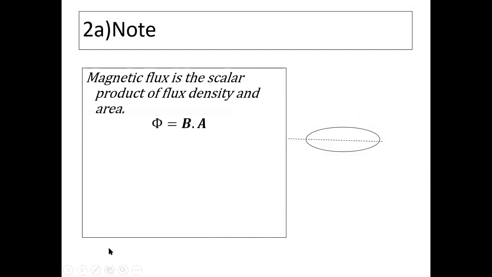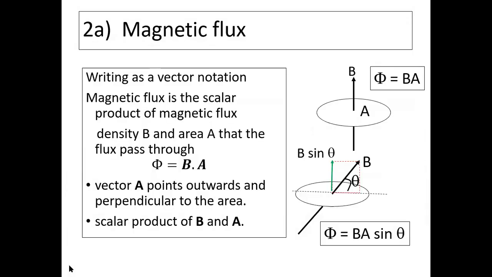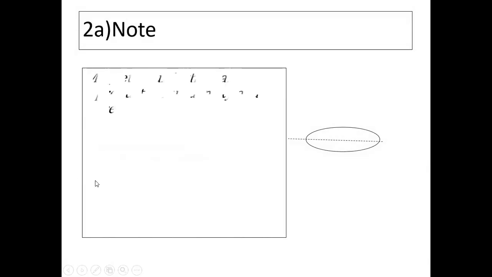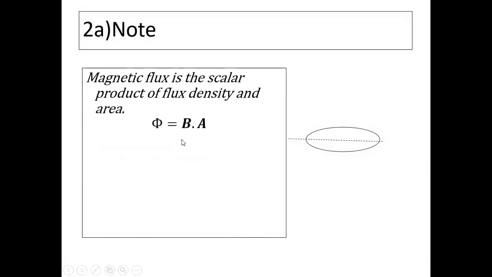Go back again, sir. What you said? This one I was just explaining to you. It's a scalar product. Magnetic flux is a scalar product of magnetic flux density and area. These two are vectors, B and A are vectors. Vector times vector is to get a scalar. So in this case, you write it as a scalar product, B dot A.